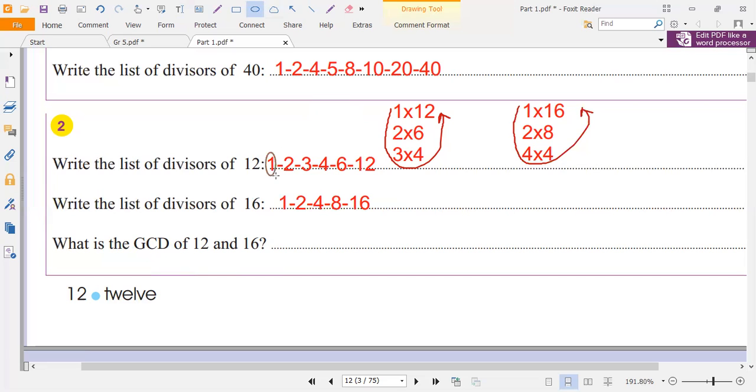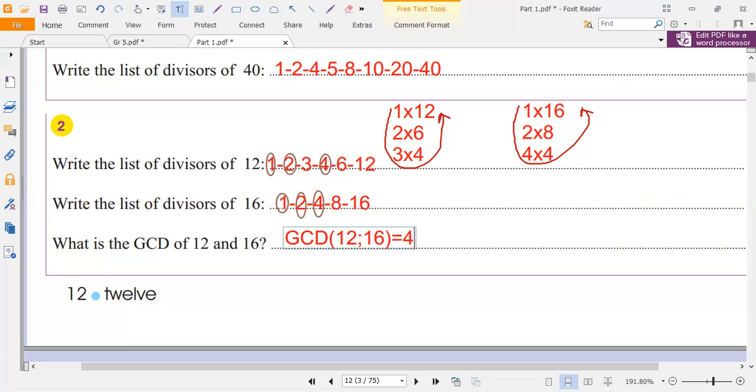We have 1, 2, and 4. So which one is the greatest one? 1, 2, or 4? It is 4. How to write? We write GCD parenthesis 12 comma 16, we close the parenthesis, equals 4.